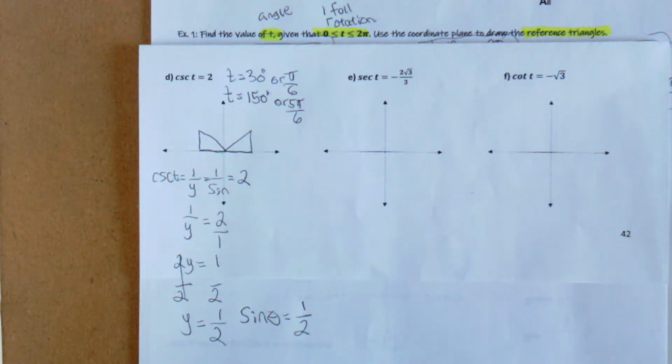This time we're on page 42, looking at letter D. Secant t equals -2 square root of 3 over 3. In my opinion, this is the most challenging problem on page 42. So let's try to make this as painless as possible.